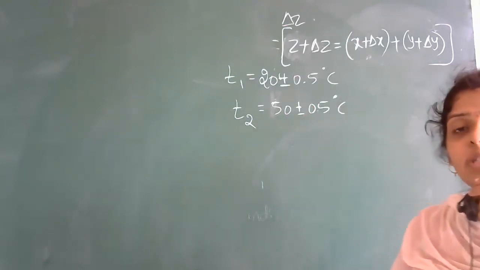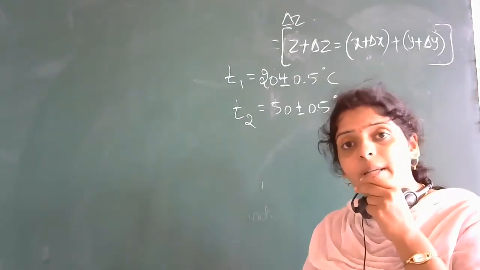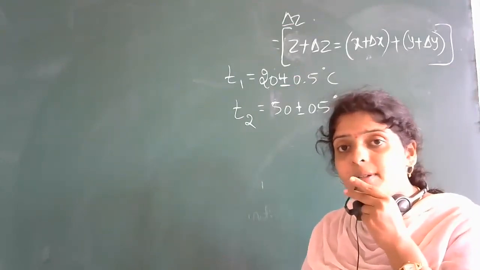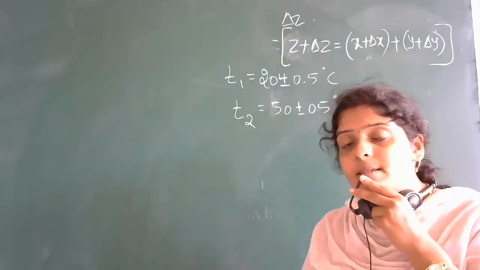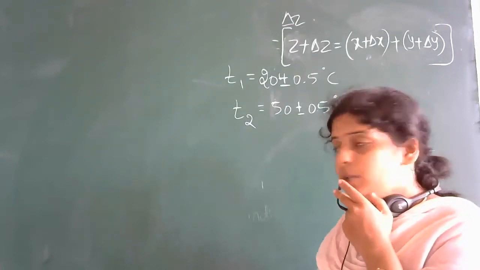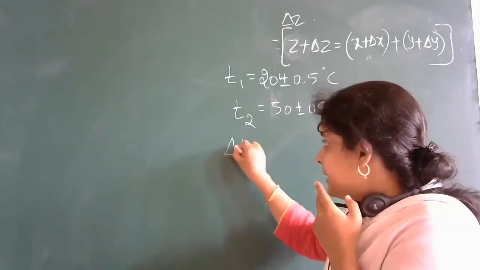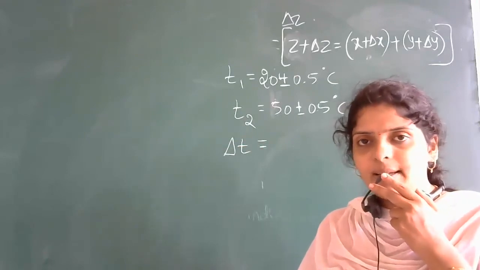So what you need to calculate is the temperature difference and the error in the given quantity. How to calculate that? They asked you to calculate the difference. So when difference comes, what are you going to write? The error delta T is equal to... Can anybody tell me what difference means?